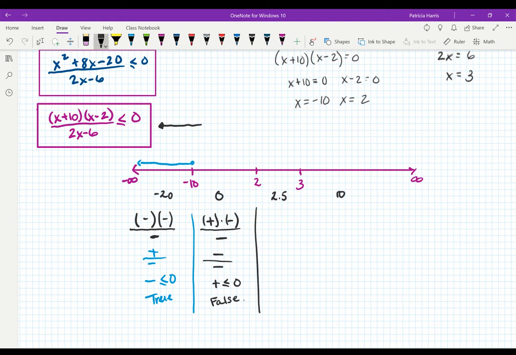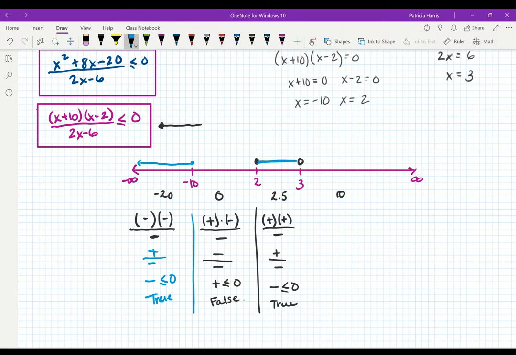All right, so let's plug in 2.5. So let's see, x plus 10, 2.5 plus 10, that is a positive number. 2.5 minus 2, that is a positive number. 2 times 2.5 is 5, minus 6, that is a negative number. So I have a positive divided by a negative, which is a negative, which is less than or equal to 0, which is true. So I'm going to shade. Now careful, the 2 gets a closed circle. The 3, since it's the critical number that makes your denominator 0, always gets that open circle.